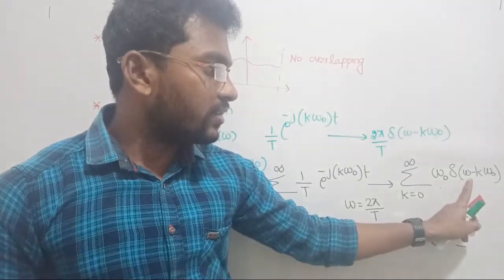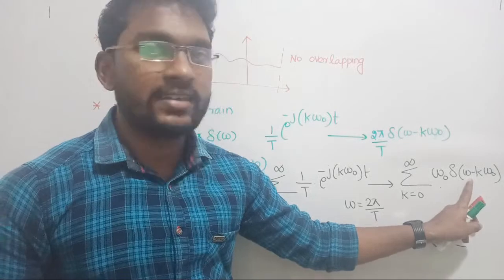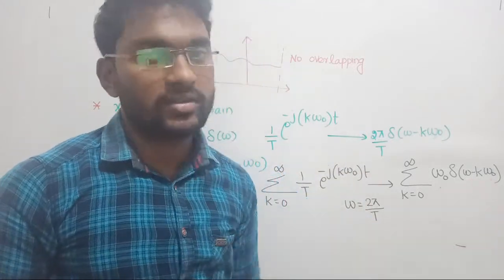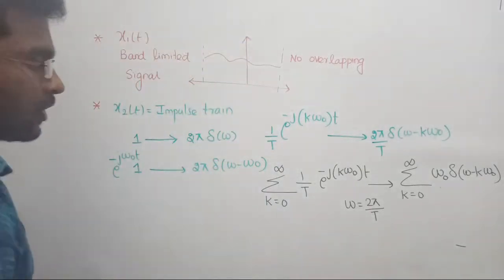Sir, why are you not considering this one? This is not our frequency, this is the axis. The axis omega represents the axis, and this is our value. So I am considering this one. Clear? Yes. Let us see.